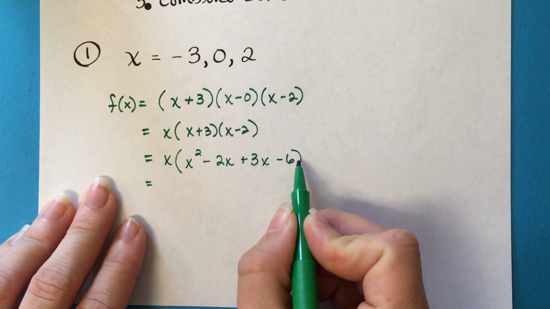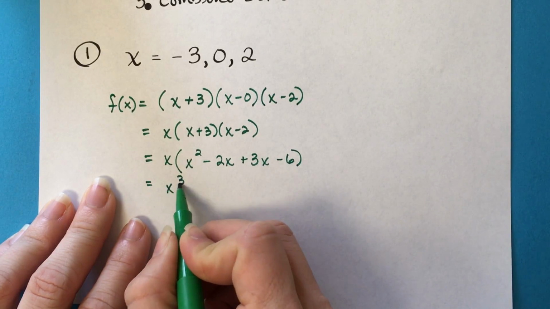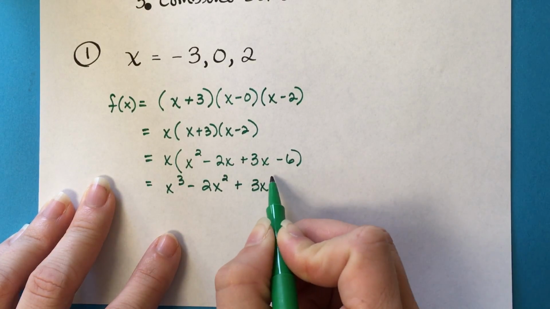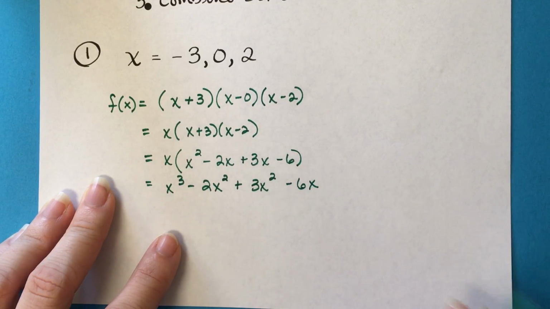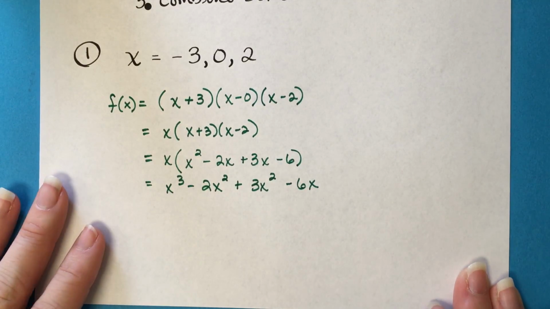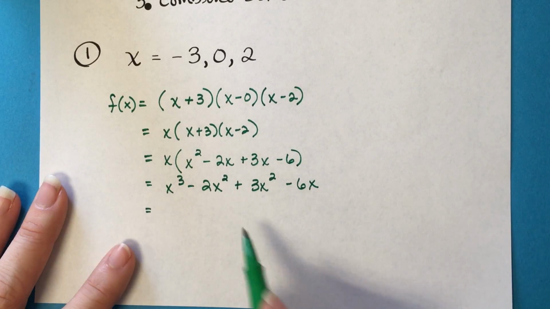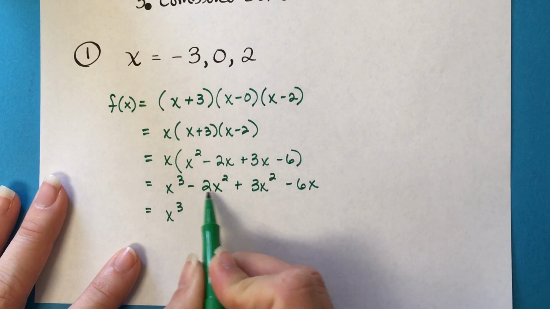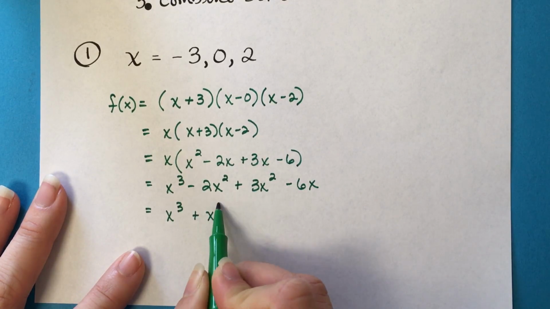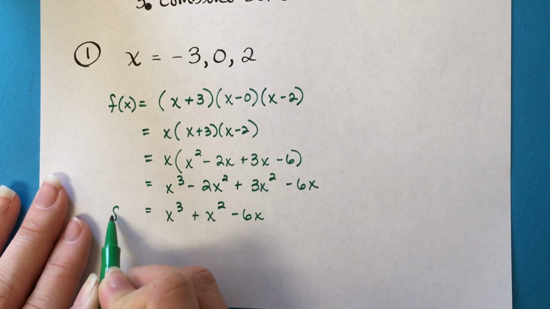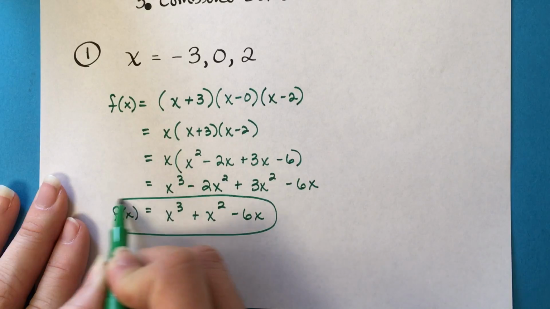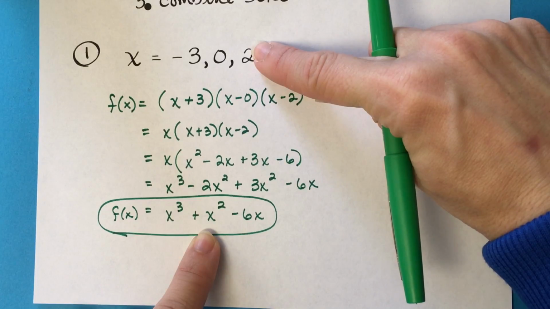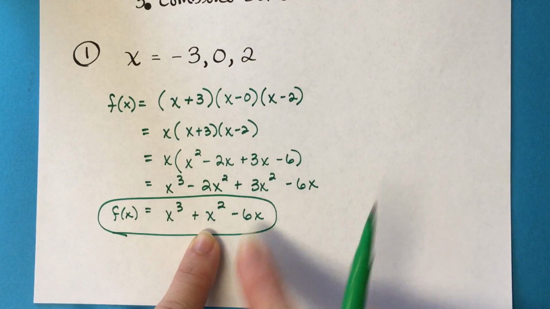Okay, now I'm going to distribute my x. So I'd have x cubed minus 2x squared plus 3x squared minus 6x. Okay, so there's step 2. Step 3, remember, was to combine like terms. You do have these 2 terms here that are like terms. So -2 plus 3 is a positive 1x squared minus 6x. This is your answer. So here's your polynomial, and this was its answers. So we started with the answers and came up with the problem.